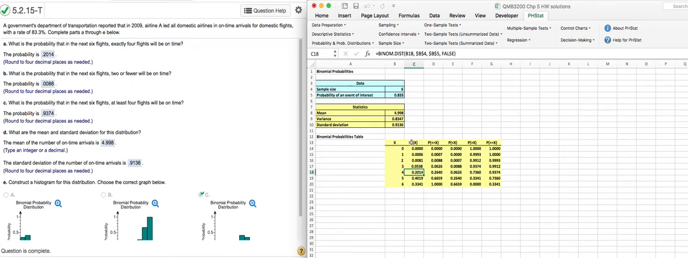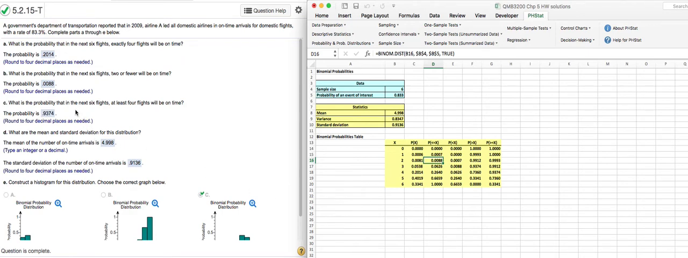The next question, 2 or fewer will be on time. So if we look out over the headings here, we want less than or equal to X, so that would be less than or equal to 2. And we go down to the 2, and we've got 0.0088, same as our answer that we calculated a little bit long ways in Excel.